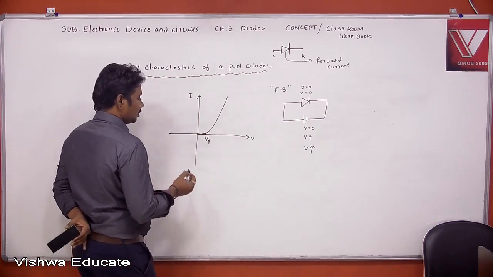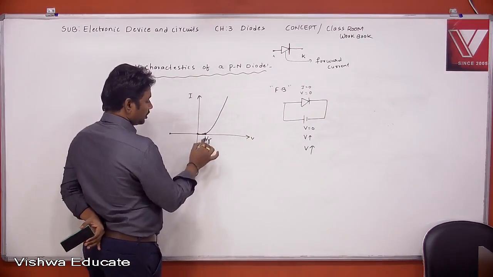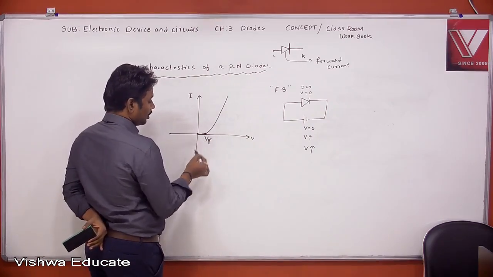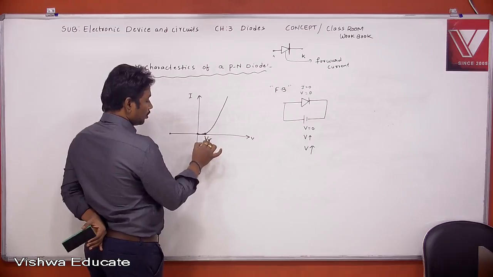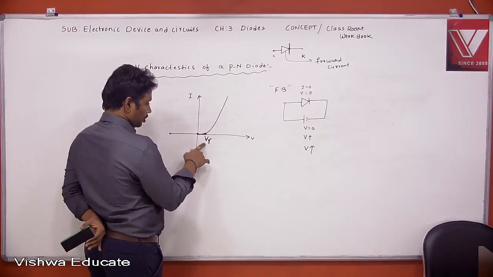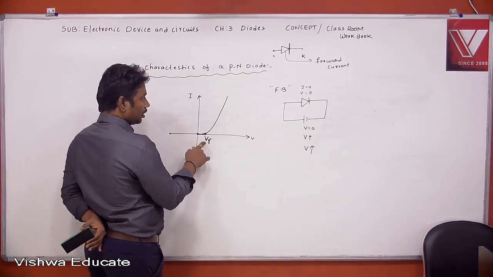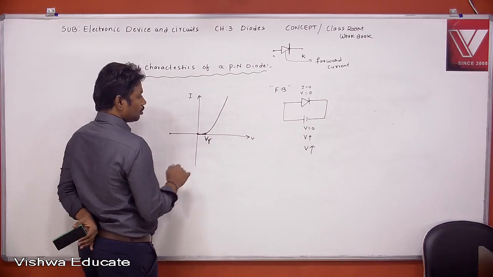Next, I can define the cutting voltage actually. This V gamma is nothing but the cutting voltage. What is cutting voltage? Cutting voltage is nothing but the applied voltage at which the diode starts conducting. The applied voltage at which the diode starts conducting is called the cutting voltage.